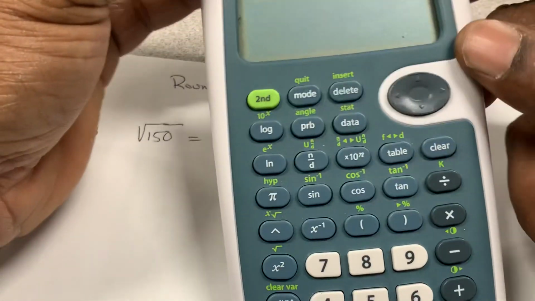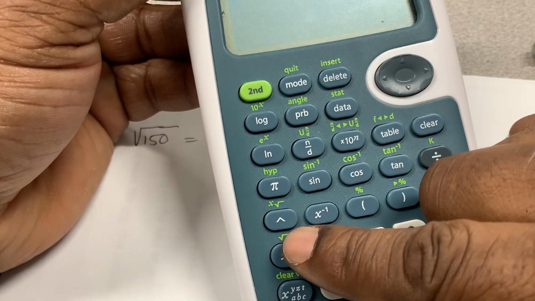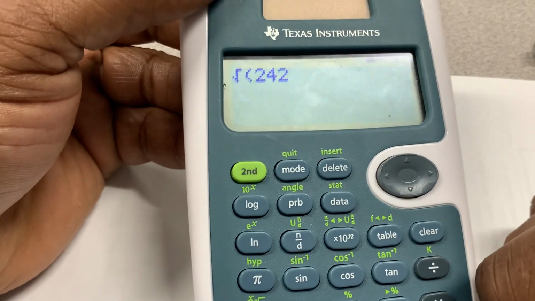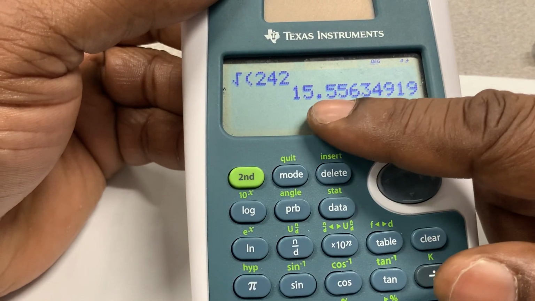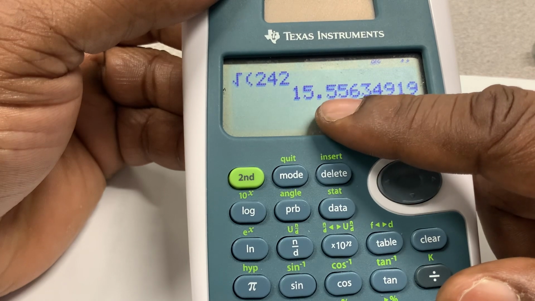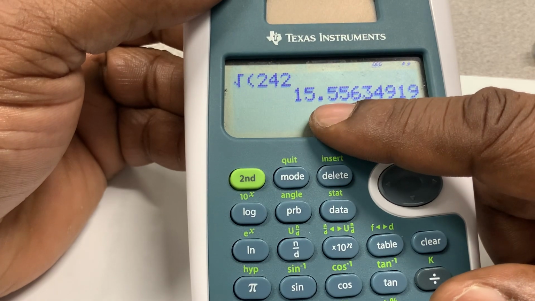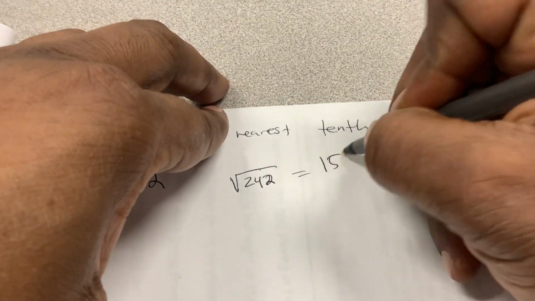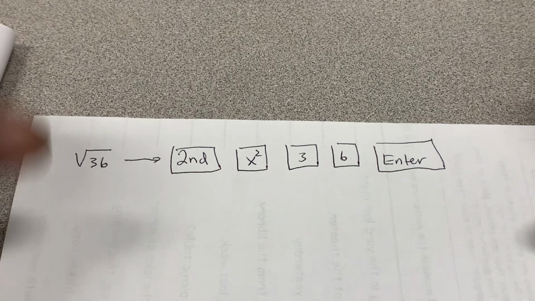So when I do the square root of 242, I'm gonna press second, then this x squared button, because I need that square root on top of it. Now when I have that, I can put the 242 and I press enter. Now look at that, I got 15.5563, but we're only focusing on the 10th, which is that first 5 to the right of the decimal. When we look to the right, it's a 5. So that means that 5 right there after the decimal is gonna go up 1. So the answer for this is going to be 15.6.